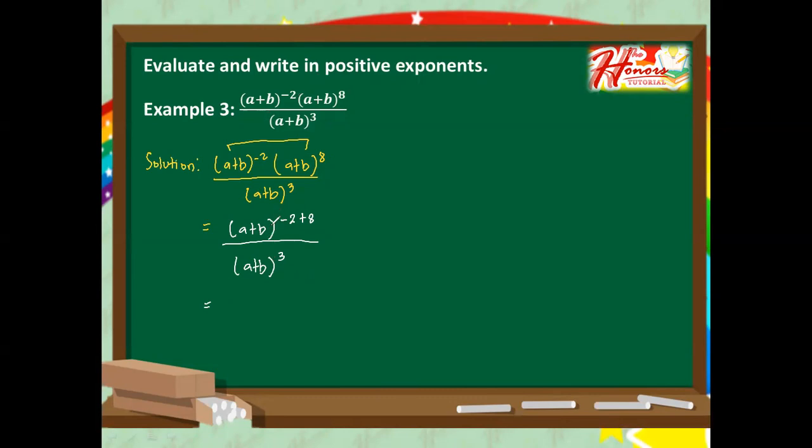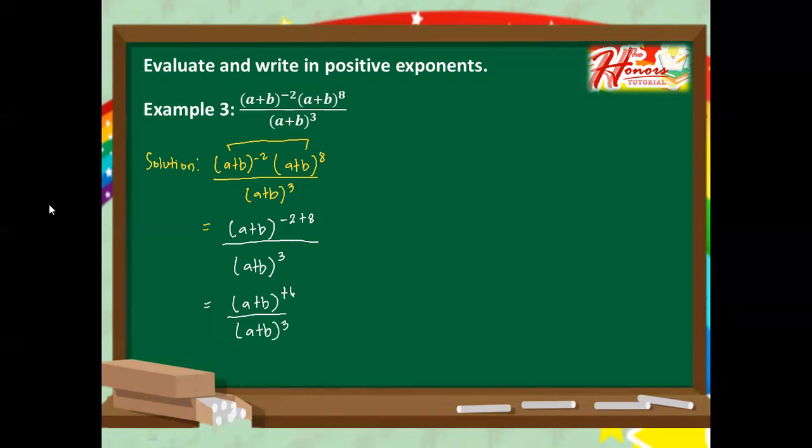So let's simplify first the numerator. So it will become the quantity of a plus b, negative 2 plus 8, that is positive 6, because we have here an opposite sign, a negative and a positive number. When you simplify, you have to subtract the numbers and copy the sign of the larger number, which is positive. So we have here, for the denominator, the quantity of a plus b cubed.